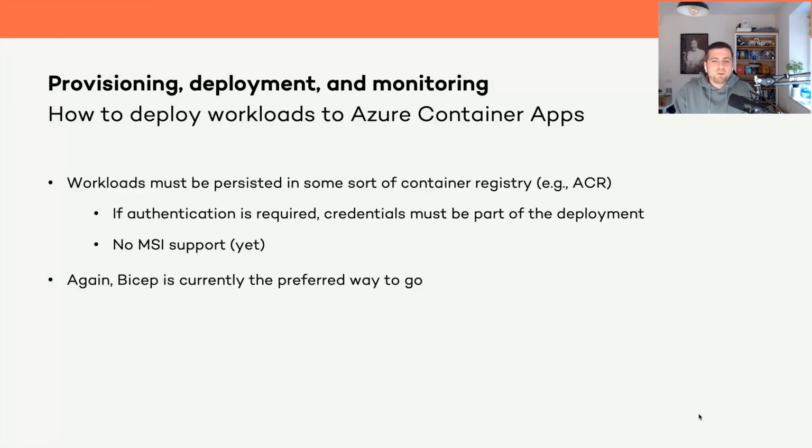That's just because managed service identities are not supported yet. There's also an issue on GitHub where the progress of this one is tracked, but today, we must provide credentials if we want to interact with a protected container registry. We can easily do that in Bicep by just linking the username and password, or the token and the password, from the ACR to Azure Container Apps.